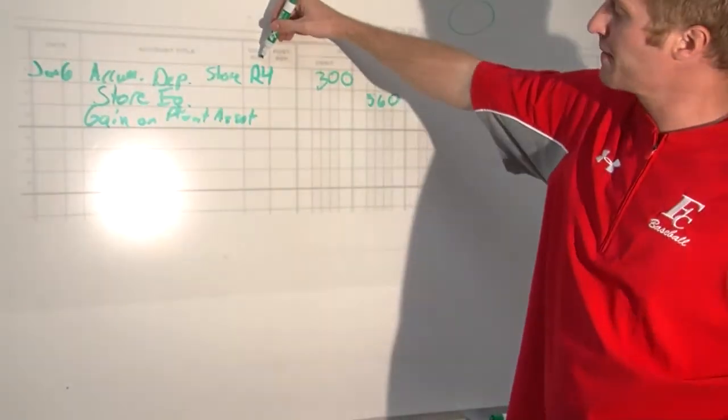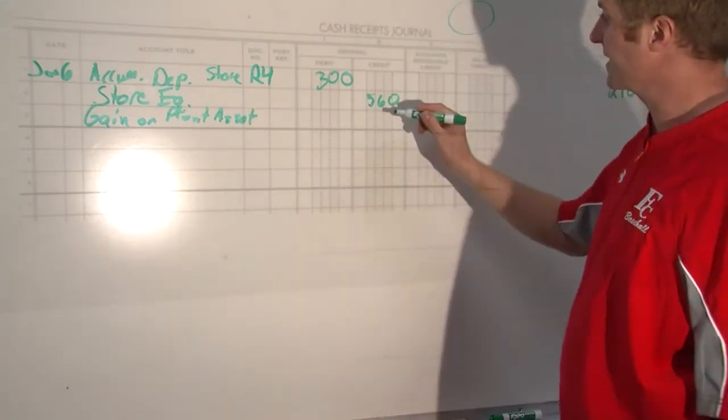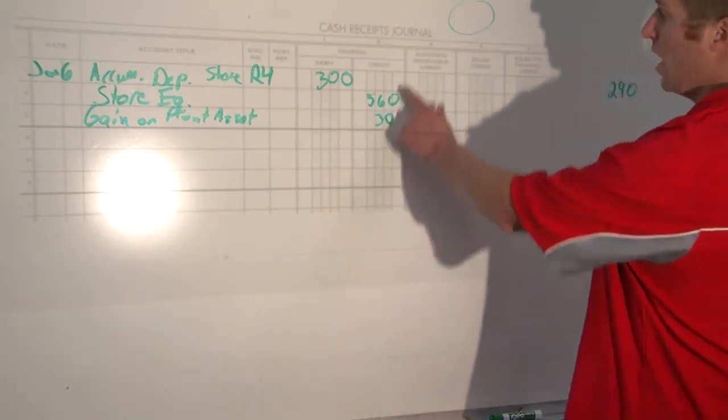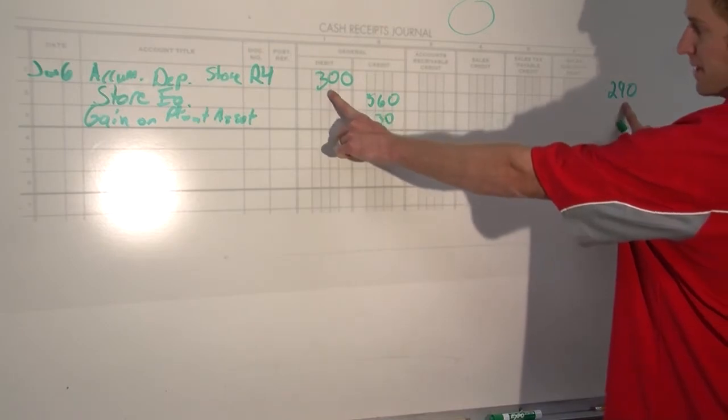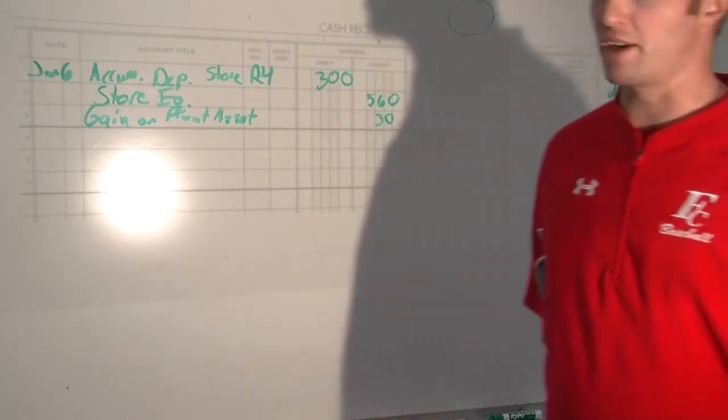Okay, forgot to put my documentation there. It was R4. Gain on plant asset of $30. Our credits equal each other. Our debits equal each other. We now just finished that first transaction.